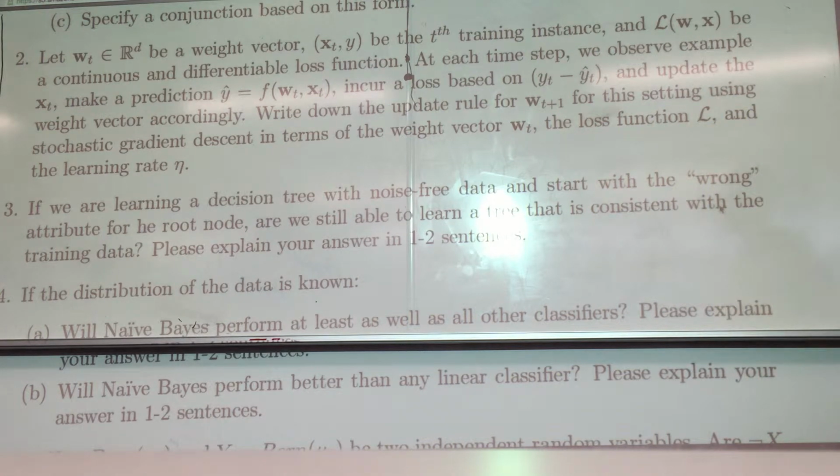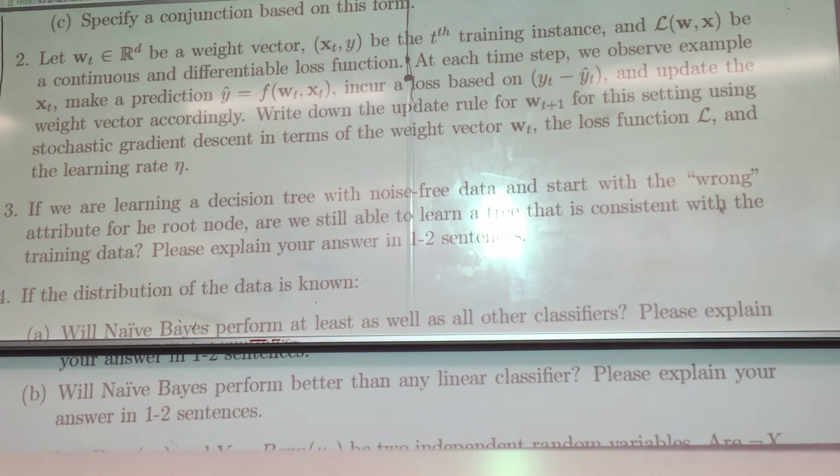Write down the weight update rule using stochastic gradient descent in terms of the weight vector, the loss function, and the learning rate. So w t plus 1 equals wt minus learning rate times the partial derivative of the loss with respect to w. And this is defined, it's just d over d w. So it's just the SGD update.